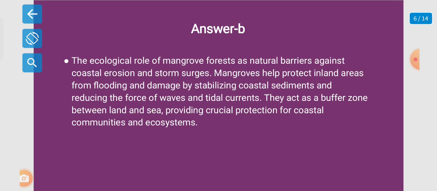So the primary role of mangroves is that they protect the inland areas from flooding and damage by stabilizing coastal sediments and reducing the force of waves and tidal currents. That's why we see them near deltas, because there is abundant water there. In order to protect the soil, we need such mangrove plants there, and they act as the buffer zone between land and sea, providing crucial protection for coastal communities and ecosystems, right? So that's how important mangroves are.